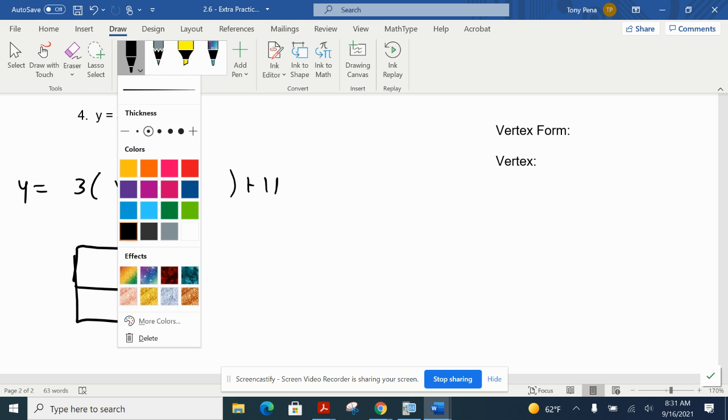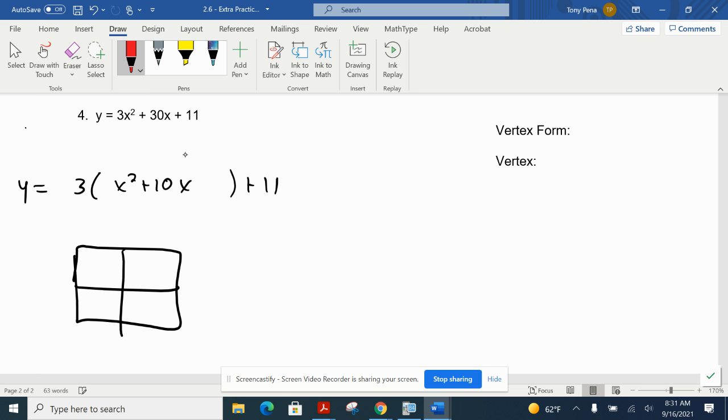And again, what I want to make sure we understand is if I now redistribute this, if I reintroduce the 3 to x squared and 10, wouldn't that give us these 2 terms right here? That's how we know we haven't changed the problem yet. And then we still have our plus 11 hanging out at the end. So right now, these guys are the same exact thing. We haven't changed the problem at all yet.